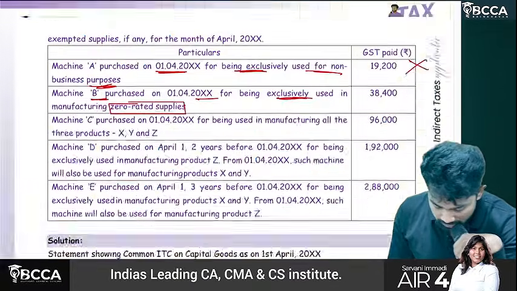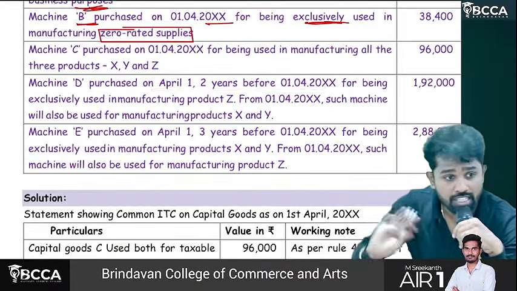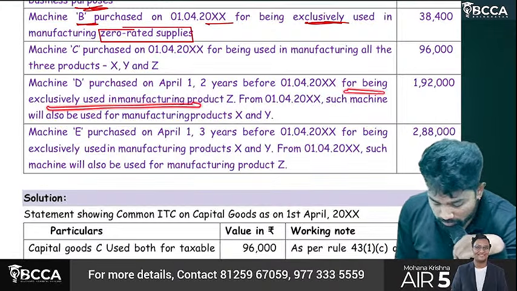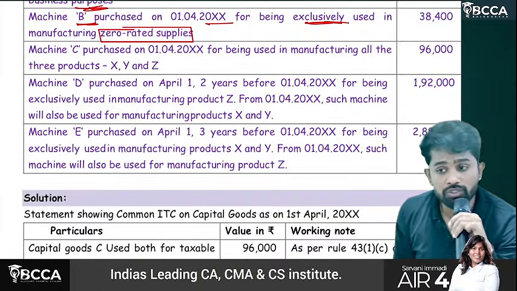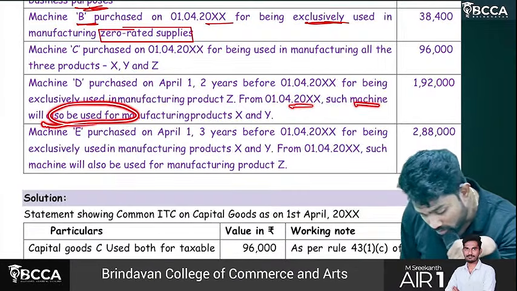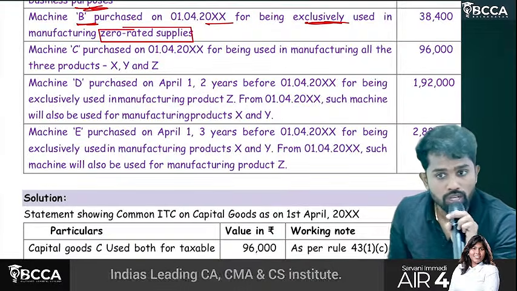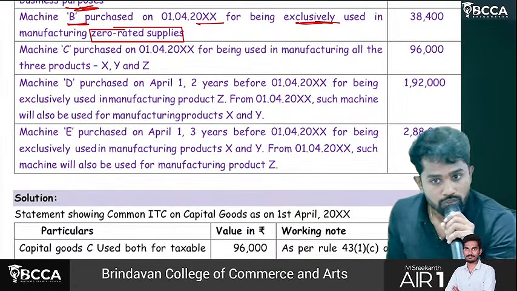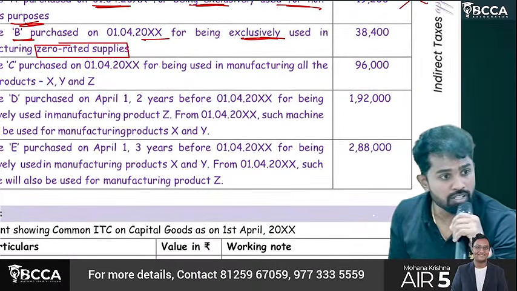Then machine D. Sir, machine D, what happened? It was purchased on 1st April 2 years before. Not current month purchase. 2 years before. And then why was it purchased? For being exclusively used in manufacturing product Z. Sir, Z exempted or taxable? Exempted. So it was purchased for using exclusively for exempted. But now what happened? Such machine will also be used for X and Y. That means what? Shifted from exempted to common. Exempted to common. So two sub steps will be there. First thing what we will do? We will avail full ITC and even mark it as A. How much? 1,92,000 we will avail and even mark it as A.